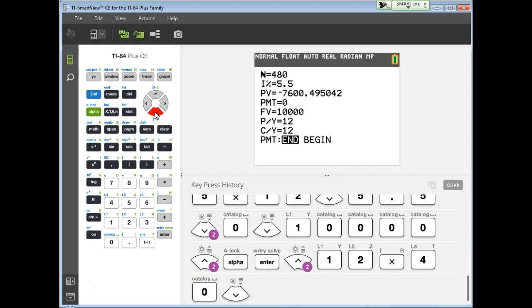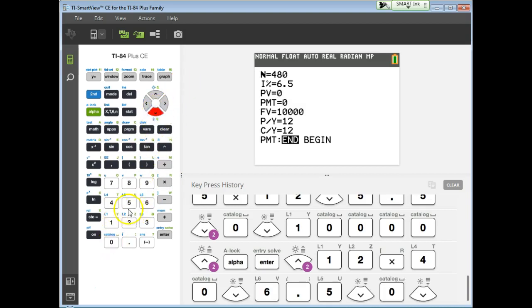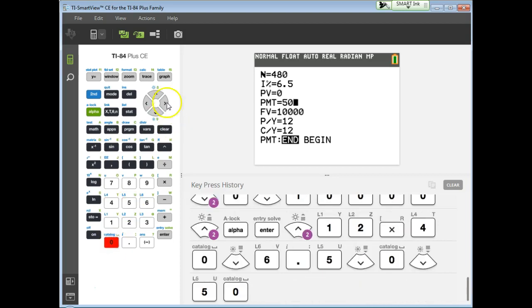What was this one again? 6.5. You got nothing in the account. You're paying 50 bucks, 12 and 12. And the thing we need to calculate is the future value. So once you get your cursor into the future value, command it to calculate. So alpha, enter, will solve it.